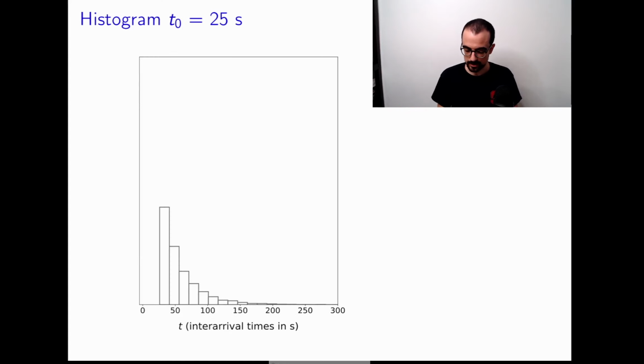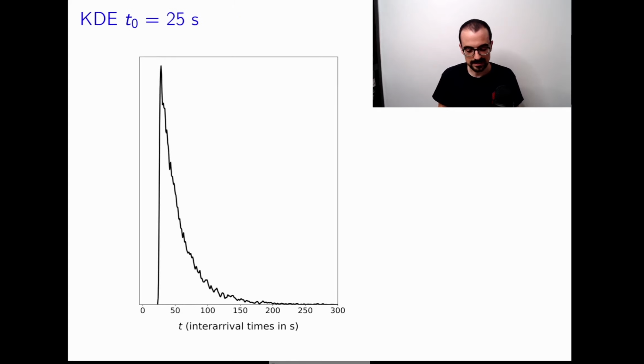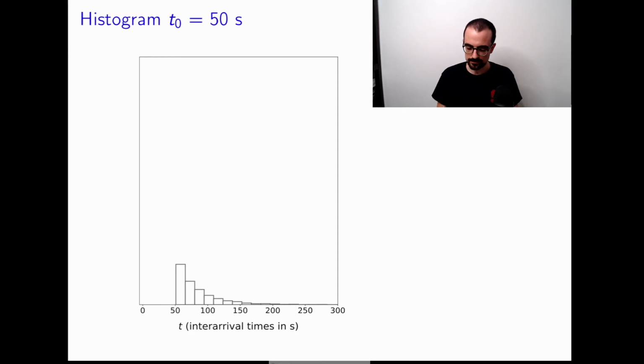Now we're going to look at the histogram starting at 25 seconds. So we only consider inter-arrival times between calls that are longer than 25 seconds, okay? So the random variable T greater than t0, which is equal to 25 seconds. Essentially we have truncated the histogram and only considered values greater than 25. Interestingly, when we renormalize the kernel density estimate, it still looks exponential, except that now it starts at 25. Interesting.